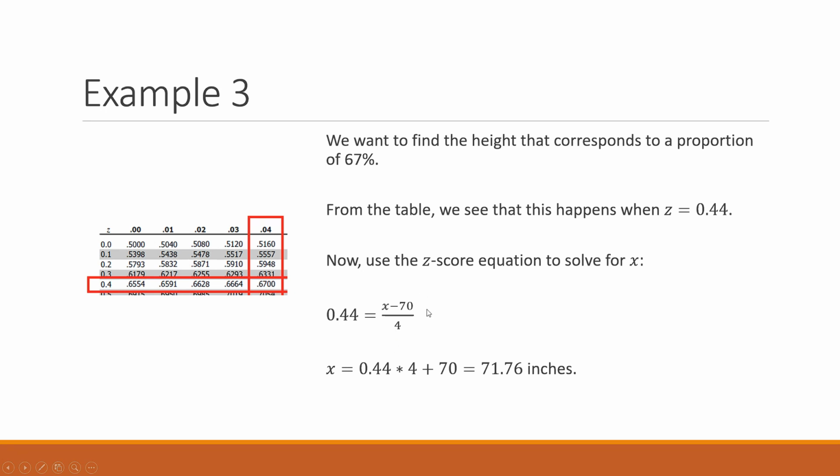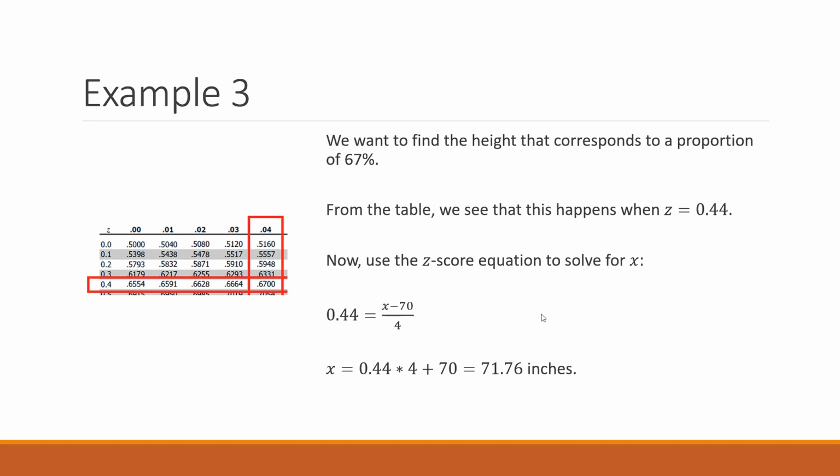Which is maybe difficult to wrap your head around, but as far as the algebra and the arithmetic are concerned, it's pretty straightforward, right? I've got 0.44 equaling (x minus 70) over 4. I want to find what x is. So first I multiply everything by 4, then I add 70 to both sides, do just a little bit of algebra here, and that gives me a height of about 71 3/4 of an inch. And that is what we're looking for here.